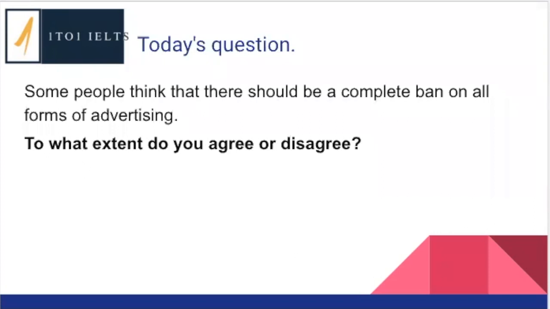The question today was the question we started last week. Some people think that there should be a complete ban on all forms of advertising. To what extent do you agree or disagree? So what do we need to mention in our topic sentences? Our opinion, exactly, especially for opinion essays, because we don't actually have an opinion statement in an opinion essay. You only have your topic sentences. So as Robin said, we need our opinion and our idea in both.